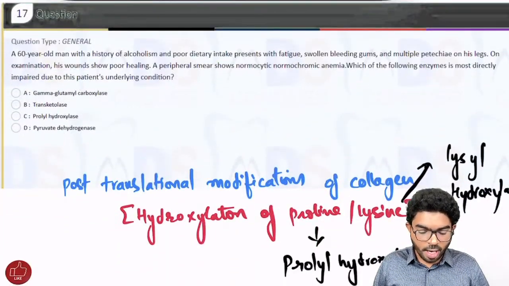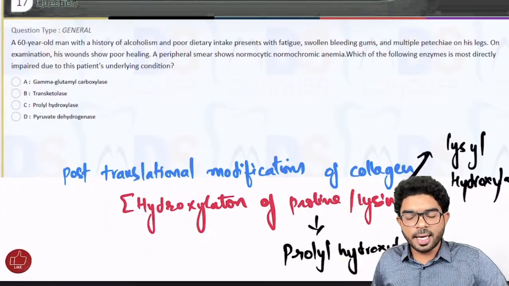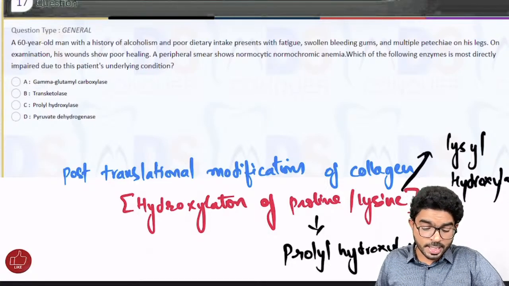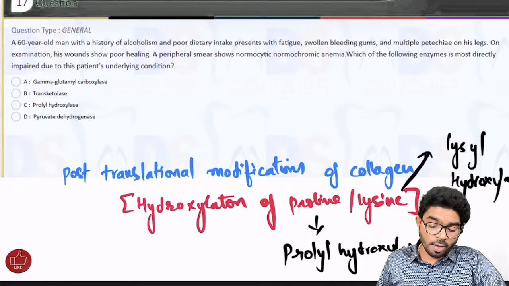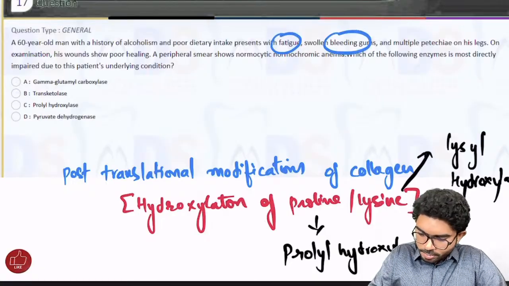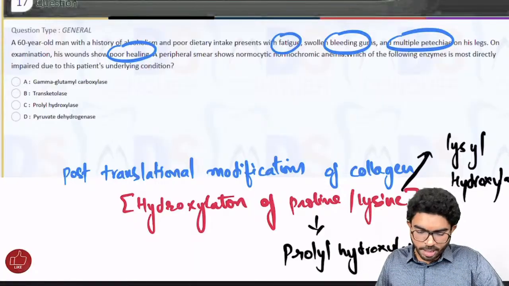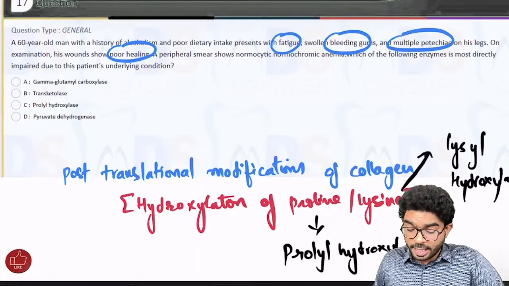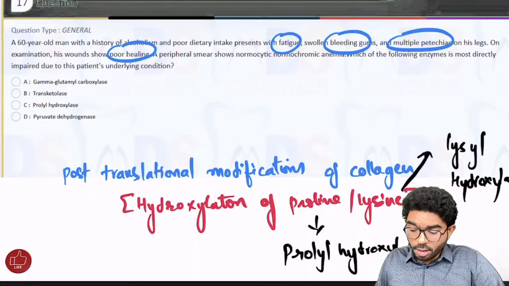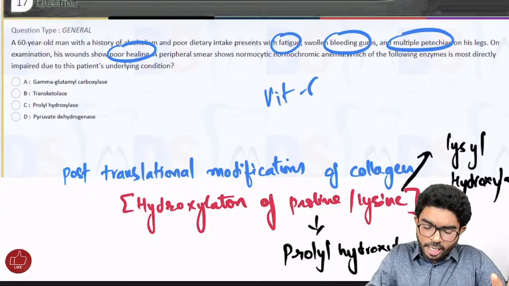The next is one more indirect question, combining vitamins with enzymes. A 60-year-old man with a history of alcoholism, poor dietary intake, fatigue, bleeding gums, multiple petechiae on the legs, and poor wound healing. I have my vitamin in mind. He also has normocytic normochromic anemia. Which of the following is the most likely diagnosis? It's scurvy, vitamin C deficiency.